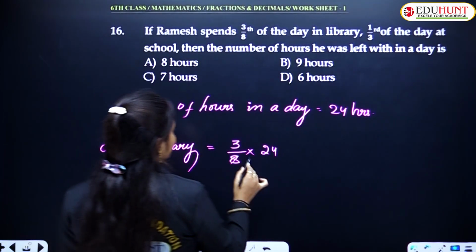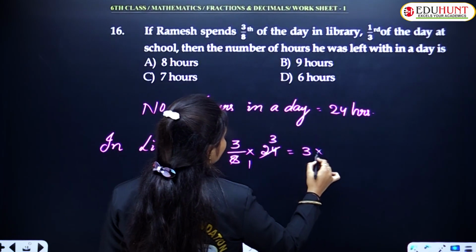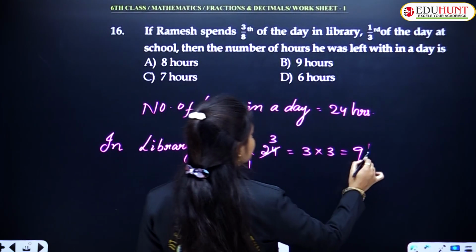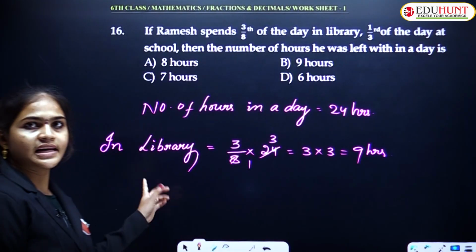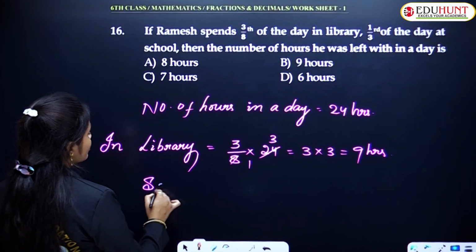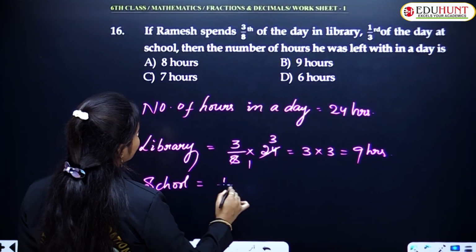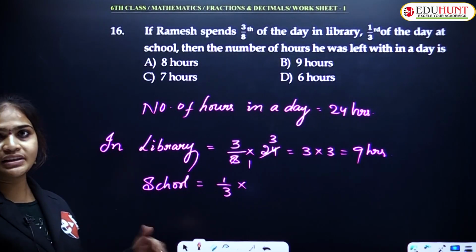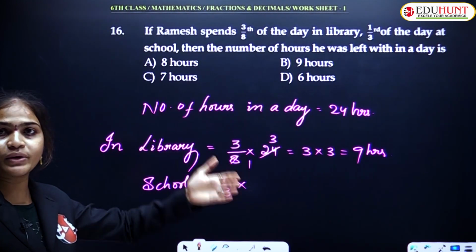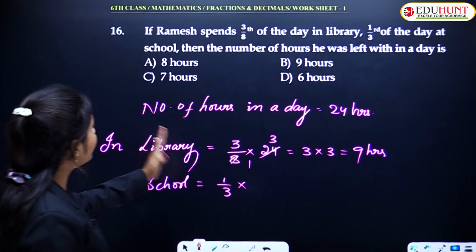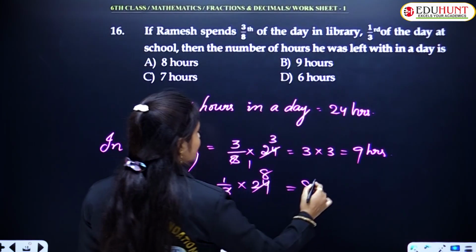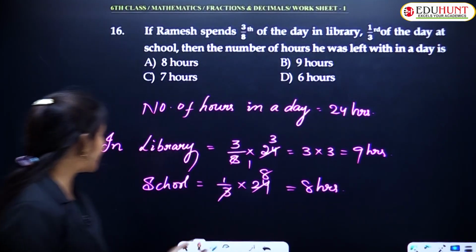Understand? So here 8 threes 24, so 3 threes 9. So 9 hours he spent in library. Next, 1 by 3rd of the day at school. So in school how many hours he spent? In the 24 hours he spent the 3 by 8th part in library, and 1 by 3rd part of 24 he spent in school. So 3 8s 24. Finally here 8 hours he spent at school.